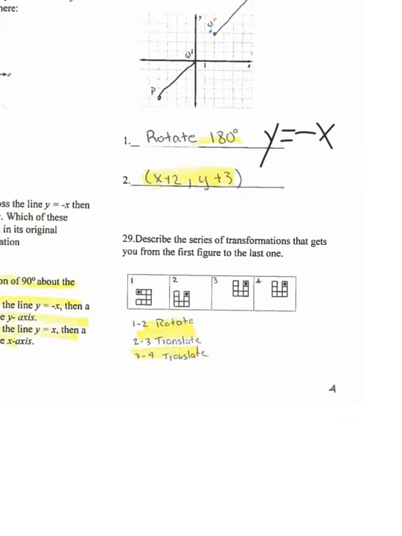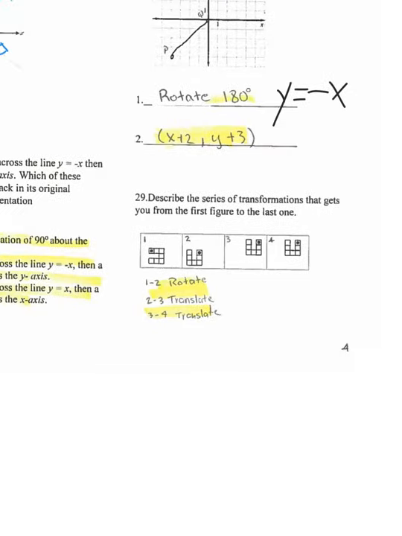Number 29, describe the series of transformations that get you from the first figure to the last. Similar to the problem in the front, and this one, 3 and 4 were supposed to be different. We forgot to change it on this. So you see it there. It's pretty straightforward. All right, next page.